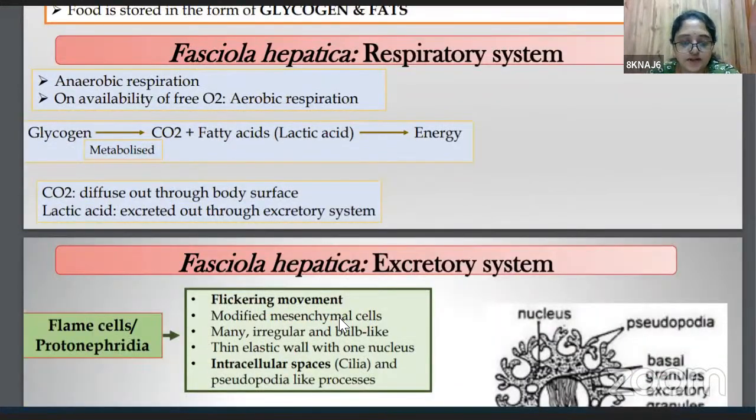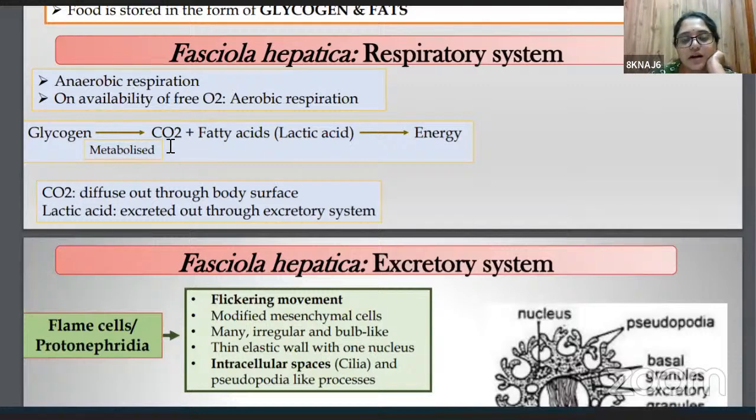When it comes to the respiratory system, it is anaerobic in nature. Because of the presence of free oxygen whenever possible, aerobic respiration also can take place. Glucose and glycogen are the chief fuels for respiration. A little amount of energy is necessary for this process. Glycogen after metabolysis goes through the tricarboxylic acid cycle, the TCA, the Krebs cycle, and all that. That is how energy metabolism takes place.